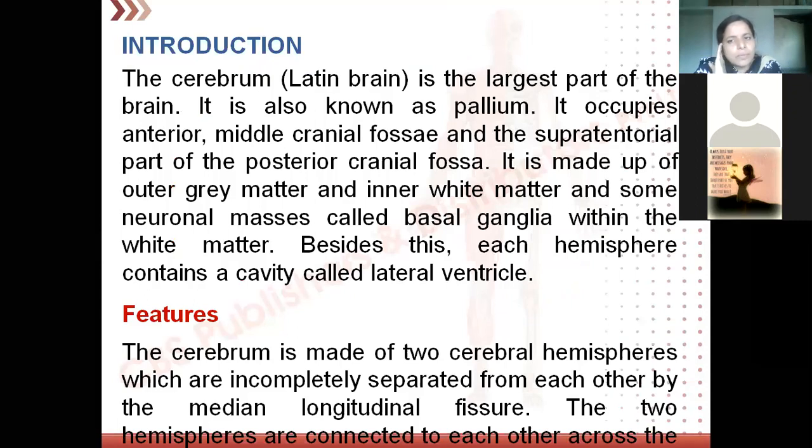See, the cerebrum is occupying the anterior and middle cranial fossae and also the supratentorial part of the posterior cranial fossa. The cut section of the cerebrum will show outer gray matter and inner white matter. Even inside the white matter, I said we have gray matter collections. This we did, basal ganglia, internal capsule also we did, lateral ventricle also we did, isn't it?